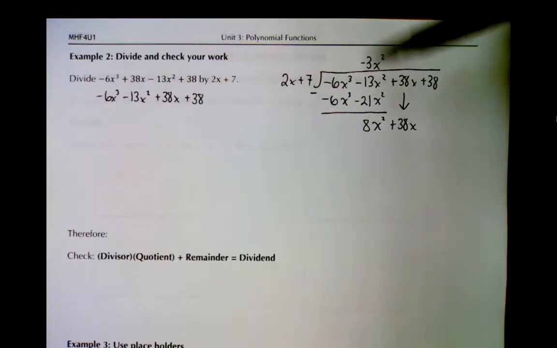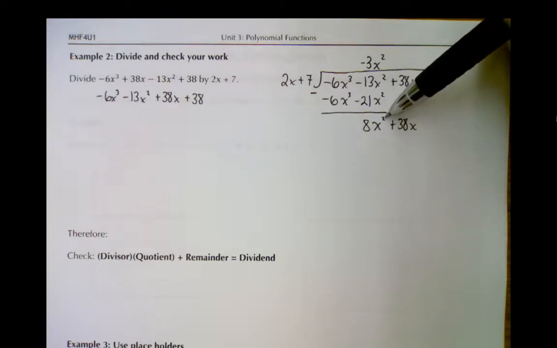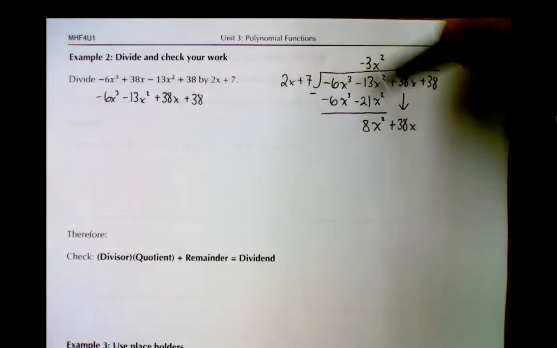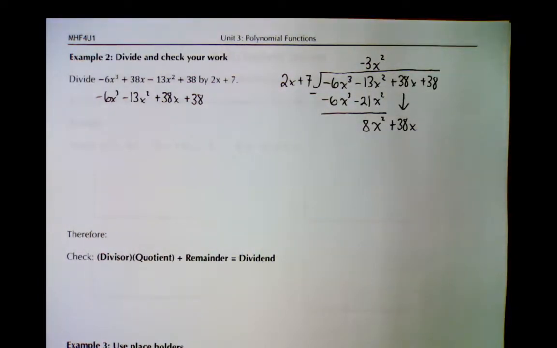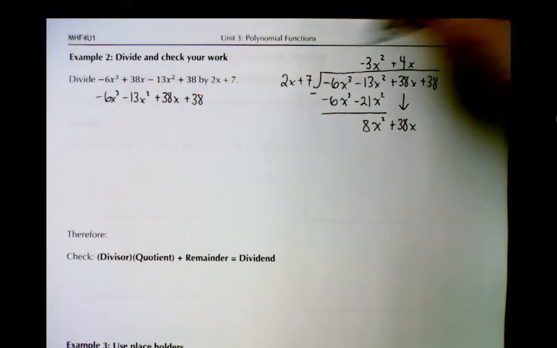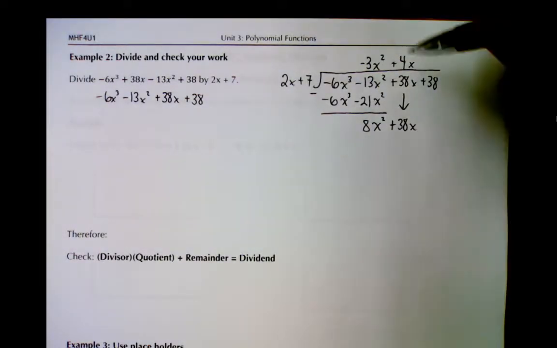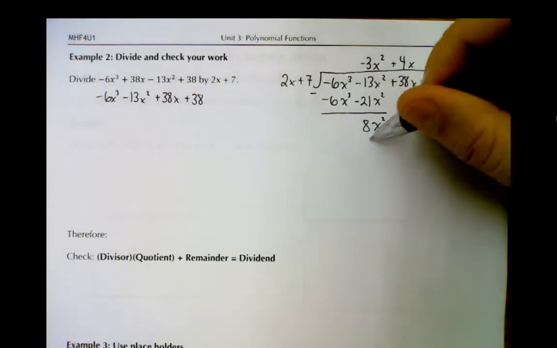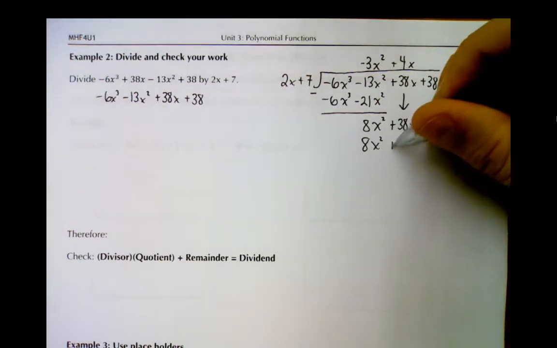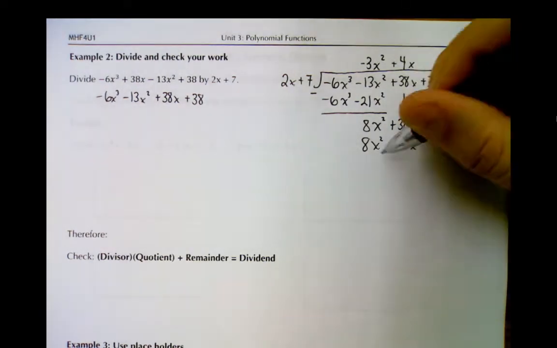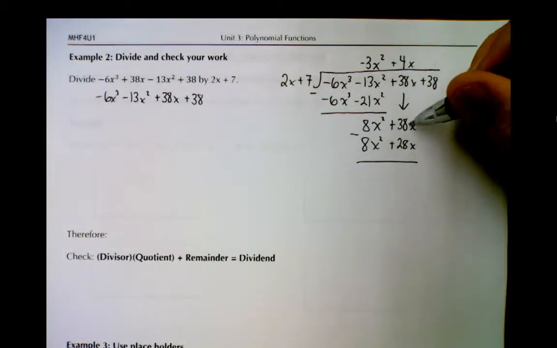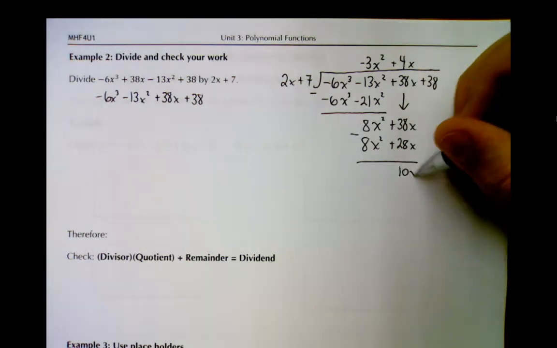And now the question is, if we're dividing 8x squared plus 38x by 2x plus 7, what times 2x would give us 8x squared? The answer is 4x, because 4 times 2 is 8, and x times x is x squared. Now we multiply down. 4x times 2x is 8x squared. 4x times 7 is 28x. And again, we subtract on the columns. Those two terms subtract to 0. 38 minus 28 is 10x.